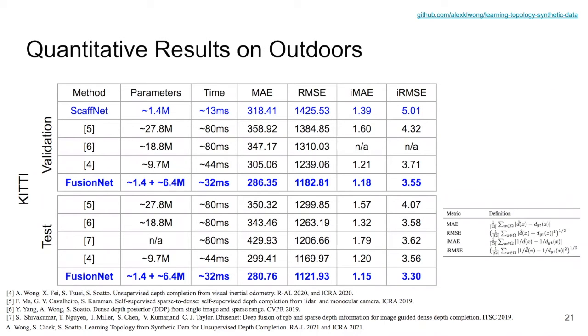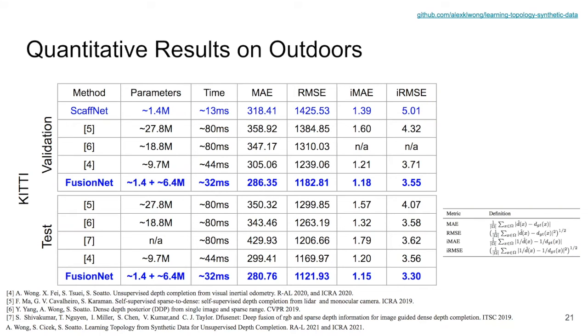Here, we show quantitative results on the KITTI dataset. In the top table, we compare our method against the state-of-the-art on the KITTI validation set. We note that ScaffNet only uses sparse depth as input and is trained on synthetic data. It is also lightweight and only contains 1.4 million parameters. Despite this, ScaffNet still beats some of the existing methods with much larger model sizes that use both image and sparse depth as inputs and are trained on real data.